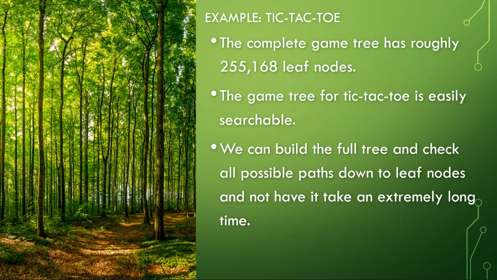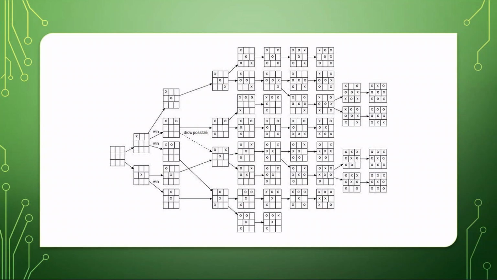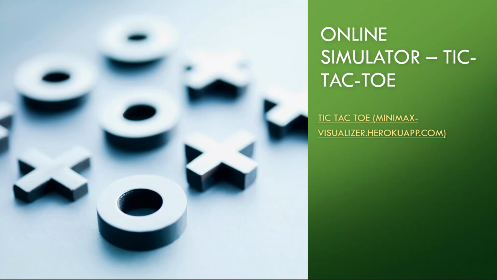So the game tree for tic-tac-toe is easily searchable because that's still a small number, and we can build a full tree and check all possible paths to leaf nodes without taking an extremely long time. So that's for tic-tac-toe. But if you took something more complex like chess or Connect N or other games where the choice can be larger, this can become really difficult. Even visually, here's a small example of trying to do that complete game tree, going all the way down to the end of possible win or lose states. And really, this is not even the full tree. We'll have the 255,000 just leaf nodes, let alone all the ones before it.